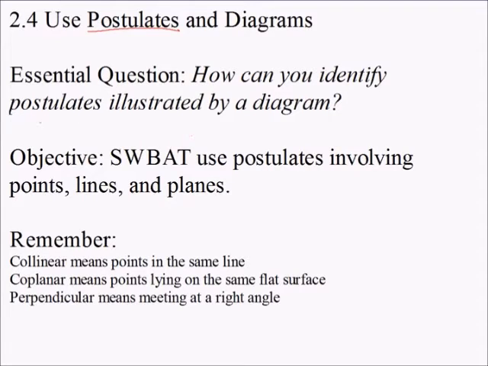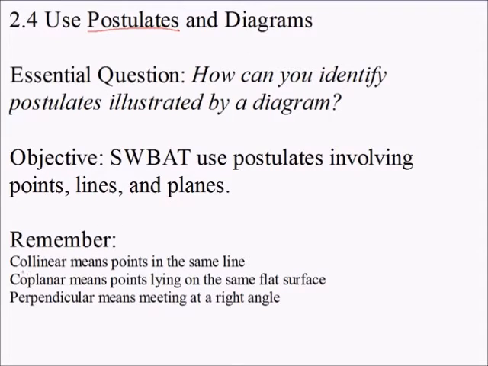So here's a set of rules. Here's the picture. How can I go ahead and go between these two? Your objective that you are going to be tested on is students will be able to use postulates involving points, lines, and planes. Okay, so basically stuff that we got out of mainly 1.1, some of 1.2.